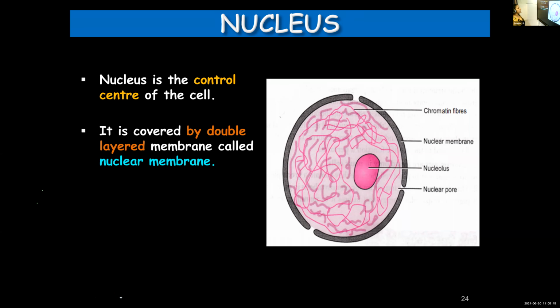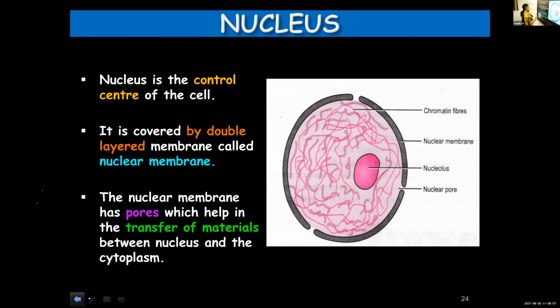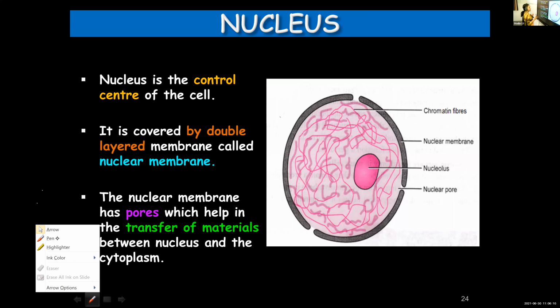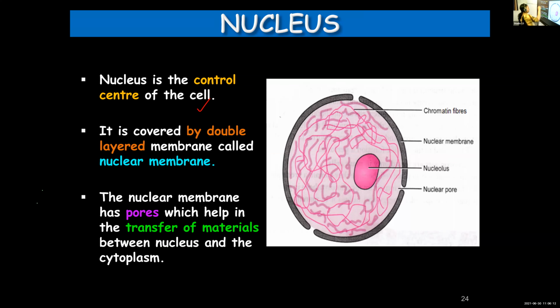It is covered by a double layered membrane. You can see the membrane is double layered and you call this membrane the nuclear membrane. Once again, nucleus is the control center of the cell. It regulates all the activities taking place in the cell and it is covered by a double layered membrane which you call as nuclear membrane.